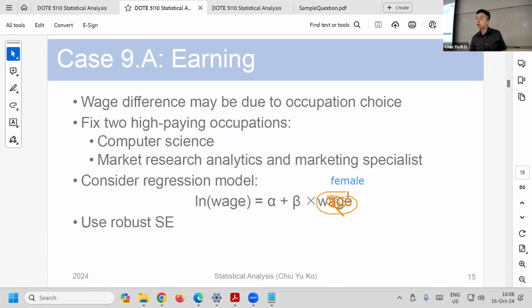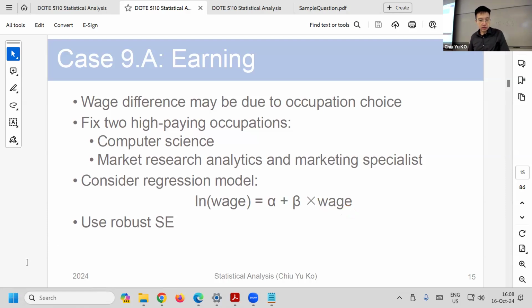Okay, so this is supposed to be there. I will run the wage over female. I use the log version. You don't need to use log, but log may make more sense and fit better, since it's non-linear. And I use the robust standard error. So that is what we are doing.